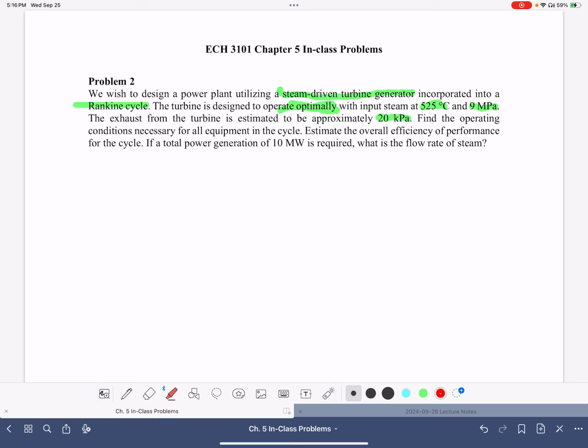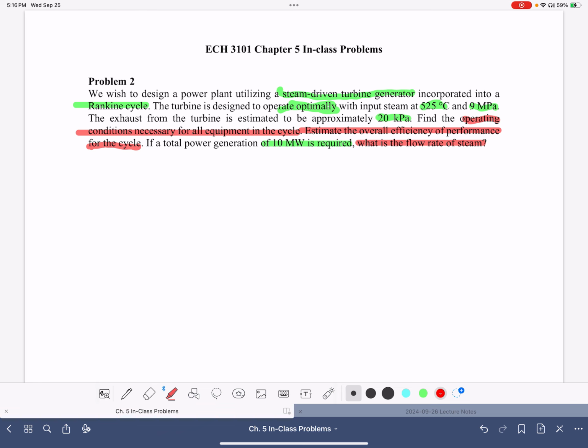What we want to do is find the operating conditions for all the pieces of equipment in the cycle. So that includes the boiler, turbine, condenser, and pump. We also want to estimate the overall efficiency of the cycle. And then if the cycle is supposed to produce 10 megawatts of power, we want to estimate what mass flow rate of steam is needed for that cycle to produce that amount of power.